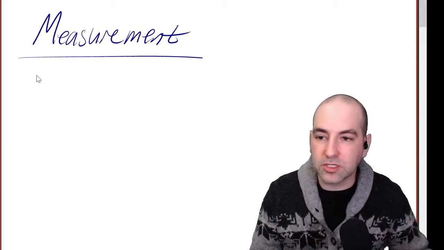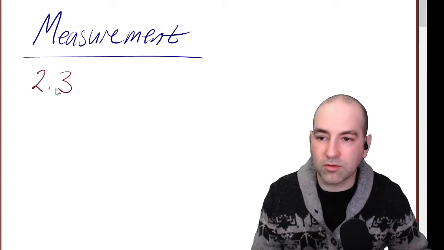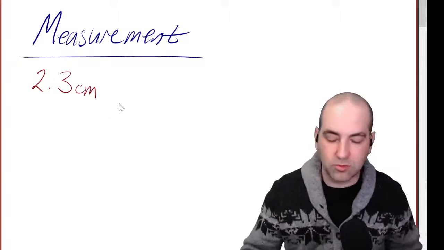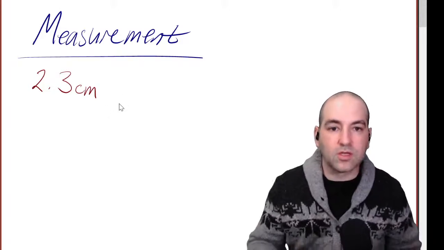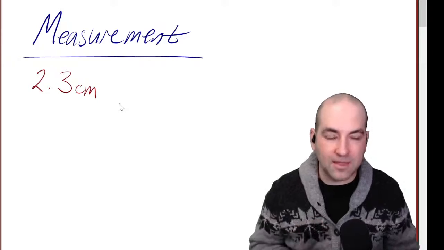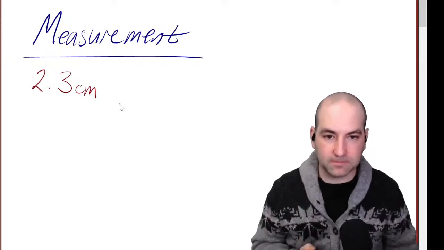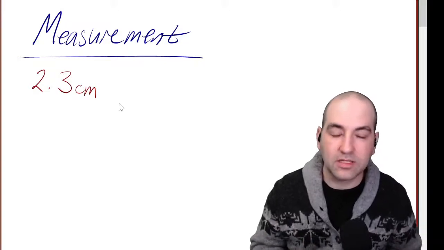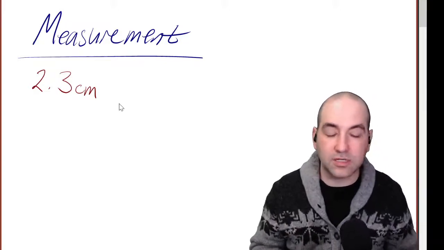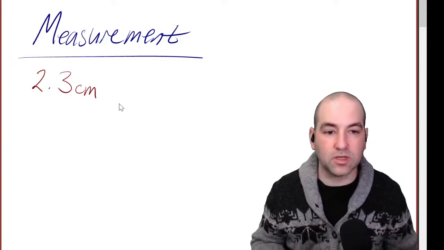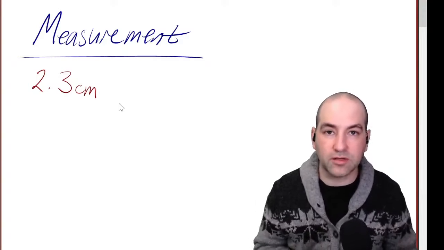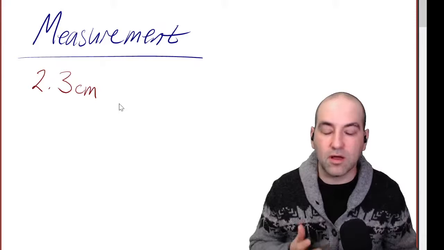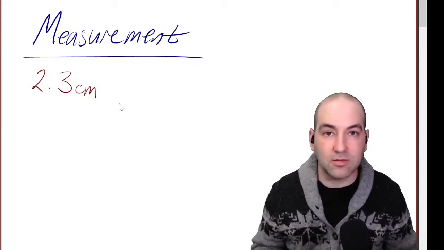So when we write a measurement like 2.3, let's say 2.3 centimeters. We measured something as 2.3 centimeters. That doesn't mean exactly 2.3 centimeters. Even though that's what we wrote down, it's not an exact number. It's a measurement, and it is subject to the limitation of the tool that's doing the measuring. Some tools are more precise than others and are going to give you better precision, less uncertainty in the measurement.